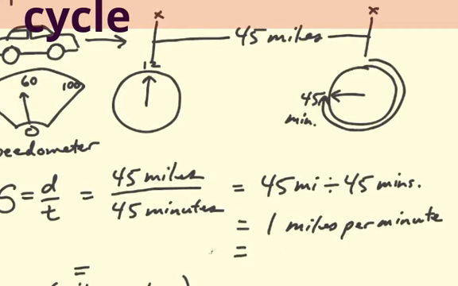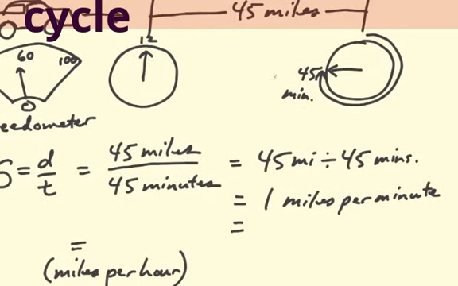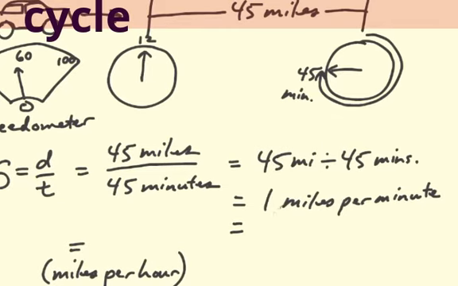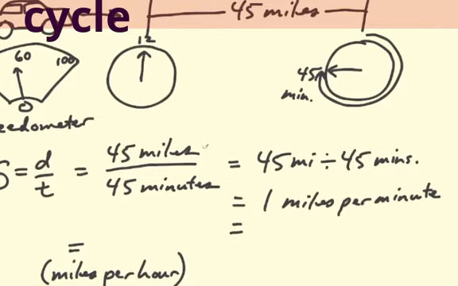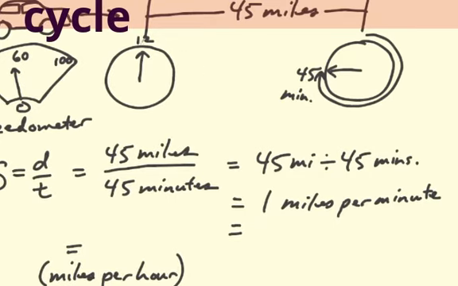And this is really interesting to think about. This car has traveled 45 miles in 45 minutes, and by working out the division, it works out to 1 mile per minute. So for every minute that this car is traveling at this speed, it covers 1 mile. So for the first minute, it's the first mile. Second minute, mile 2. The third minute, 3 miles, and on and on, as long as this car is traveling at the same speed.